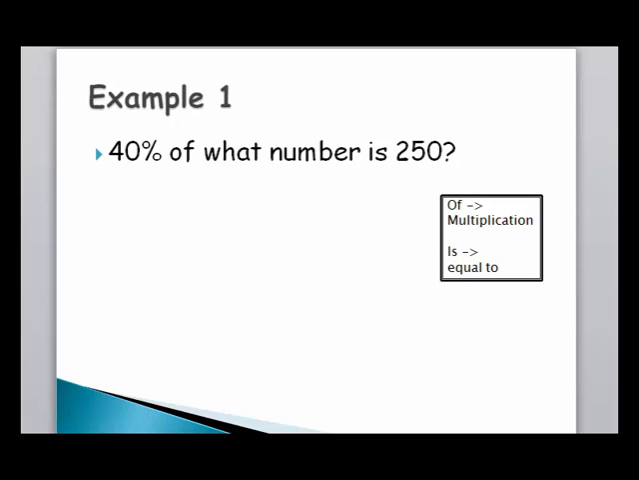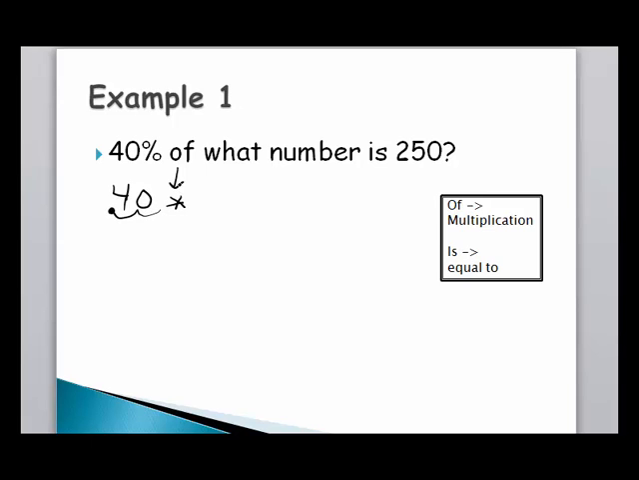So let's begin by taking the 40% in our problem and translating it into a decimal. Remember, to change a percent to a decimal, we want to move our decimal place 2 places to the left. So 40% would be equivalent to, when we're moving our decimal to the left, 1 place, 2 places, 0.40. And next we see the word of, and we know that that indicates multiplication. So I'm going to go ahead and put a multiplication sign there.